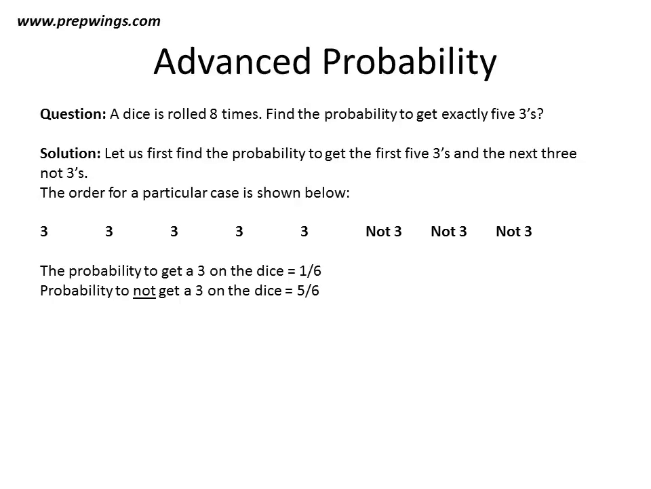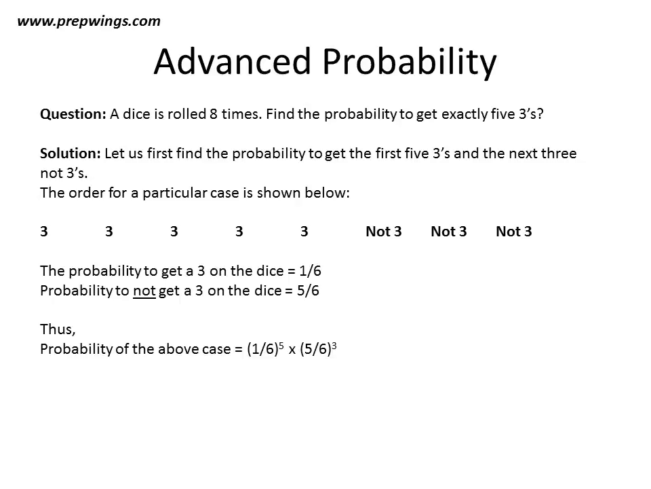Okay, because then apart from 3, any other 5 elements can come. So now the probability for the above case will be 1 by 6 raised to 5 into 5 by 6 raised to 3, because to get each 3 the probability is 1 by 6. And we'll be getting the probability of the first 3 and the second 3 and the third 3 and the fourth 3 and the fifth 3 and then the not 3 and then again the not 3 and then again the not 3.